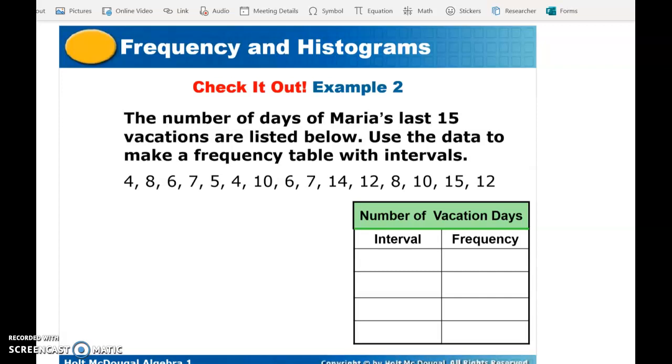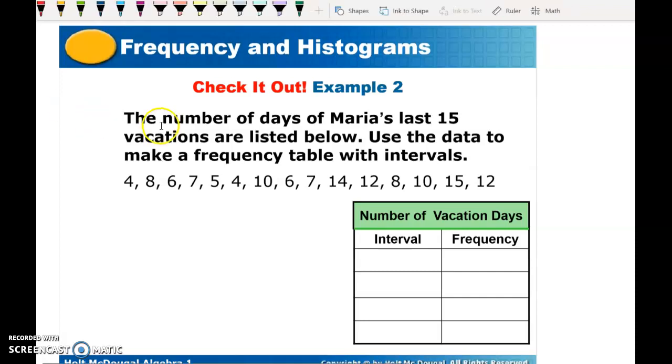All right, let's go over example 2 and see how you guys did. So we've got the number of days of Maria's last 15 vacations listed below. So Maria's been on 15 different vacations. Wow. Use the data to make a frequency table with intervals.